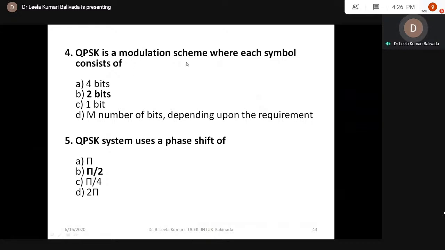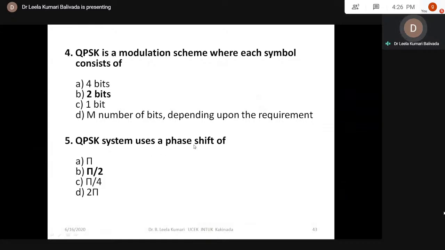QPSK is a modulation scheme where each symbol consists of how many bits? QPSK is used to transmit 2 bits per symbol element. Therefore, 2 bits is the correct answer. Option B is correct.